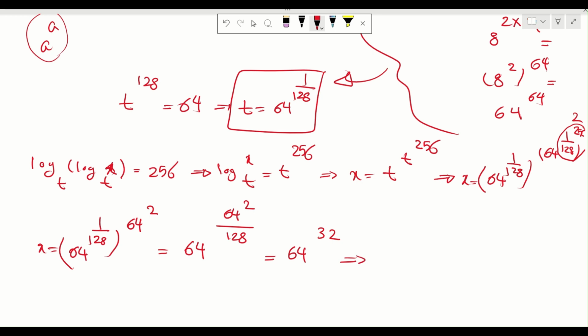So x can be written as 2 to the power of 192, which is basically, this is 2 to the power of 5, and then this is 2 to the power of 8, and you can see what we have here. And this is our final answer.